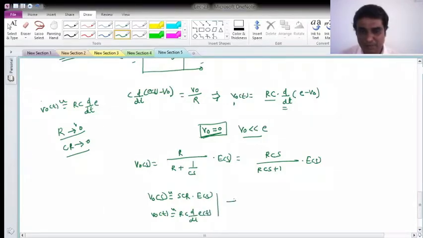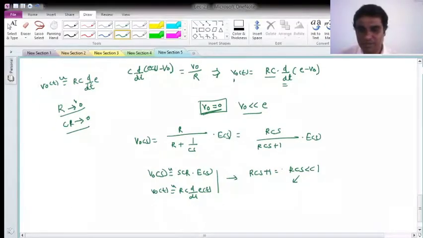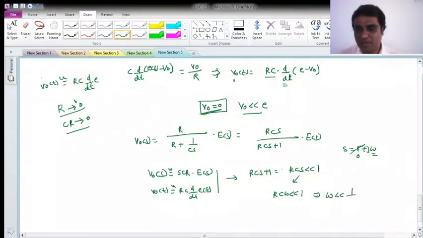And this will happen when your RCS plus 1 is approximately equal to 1. It means that your RCS is much smaller than 1. Let me talk in terms of frequency domain. S is sigma plus j omega, which is complex frequency, and if I substitute sigma equal to 0 and evaluate at omega, I can write this as RC omega is much less than 1. It means the frequency is very much less than the inverse of your time constant.